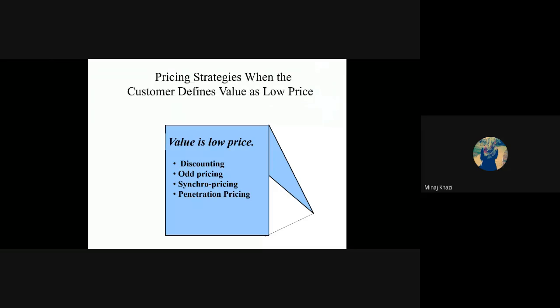And the last one is penetration pricing. What is penetration pricing? You are coming into the market now, you want to capture the market share.